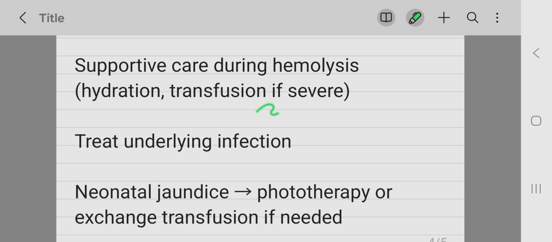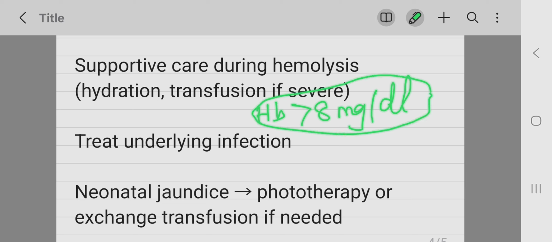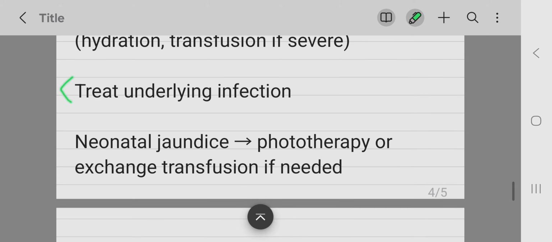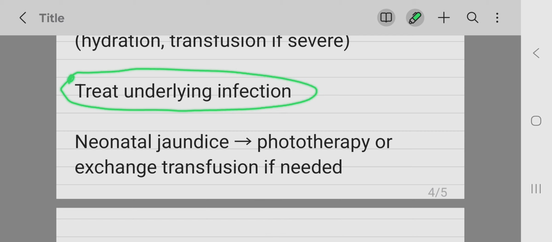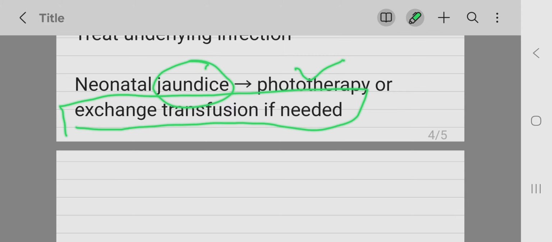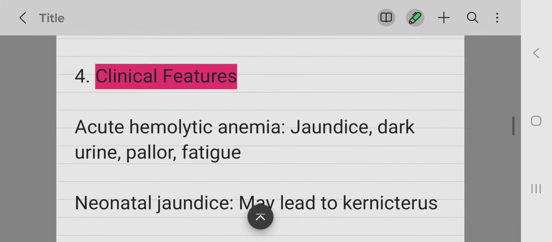But you should remember that most patients have Hb of more than 8 mg per deciliter even in acute hemolytic episodes of G6PD deficiency anemia. Therefore, these patients don't need transfusion routinely. Treat the underlying infection, if an infectious cause is causing oxidative stress. And when there is neonatal jaundice, go for phototherapy and exchange transfusion if needed. So this is all about G6PD deficiency anemia.